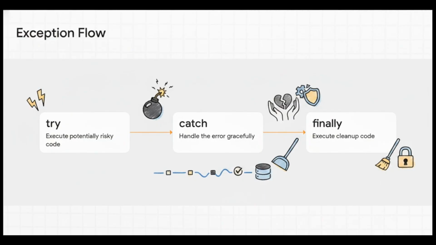Let's walk through the actual logical flow of these main keywords. It works a bit like this. Step 1, you try to execute your risky code. You just wrap the potentially dangerous operation right inside a try block. Step 2, if things go sideways, you catch the error. This is where you handle it gracefully instead of just letting the app die. And then step 3, finally. The finally block executes cleanup code no matter what happened. Whether the code succeeded or completely failed, that finally block runs, making sure you don't leave things like open database connections just hanging around. It's a really elegant, foolproof sequence.